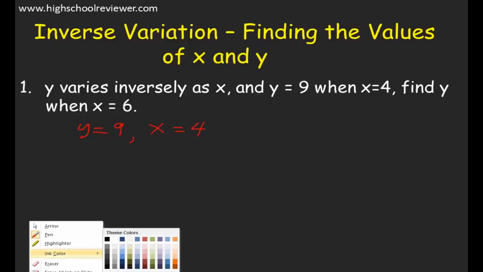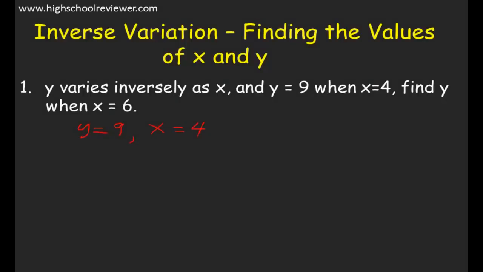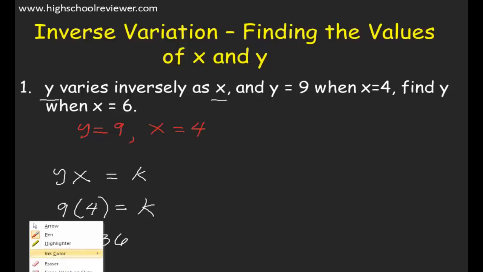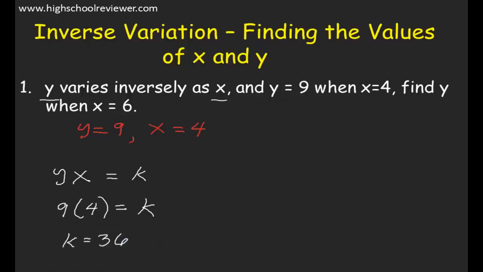Our equation for this will be based on the sentence. So y varies inversely as x. Our equation will be y multiplied by x equals the constant of proportionality, which is k. Our y is 9 multiplied by x, which is 4, equals k. So our k will be equal to 9 times 4, that's 36.